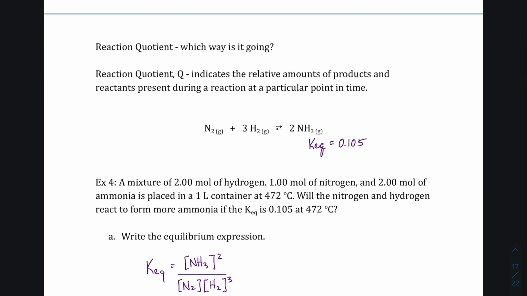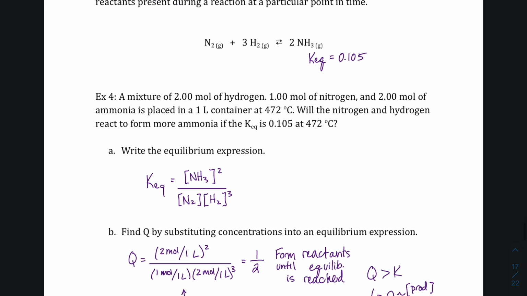Okay, so oftentimes you are not at equilibrium and you want to know which way the reaction is going to proceed to reach equilibrium, and we use something called the reaction quotient Q to predict that. So for instance, here's ammonia production, and let's say we're told that KEQ is 0.105. Here's my expression for KEQ, but we're not at equilibrium yet. So instead of calling this KEQ, I'm going to call this Q, but I'm going to solve it exactly the same way.